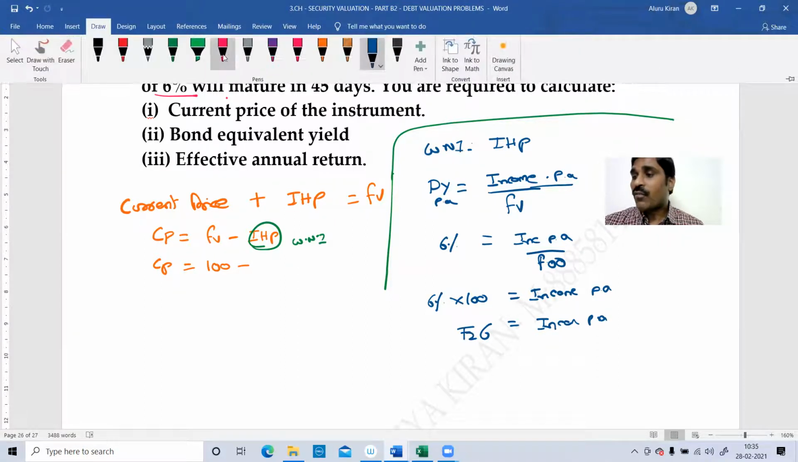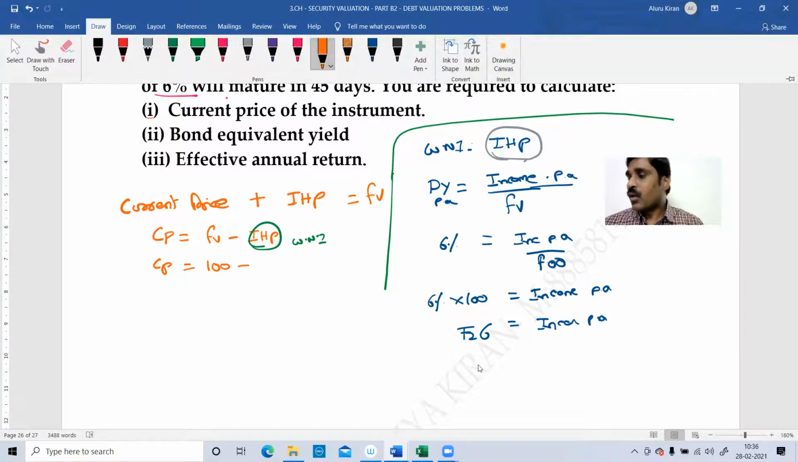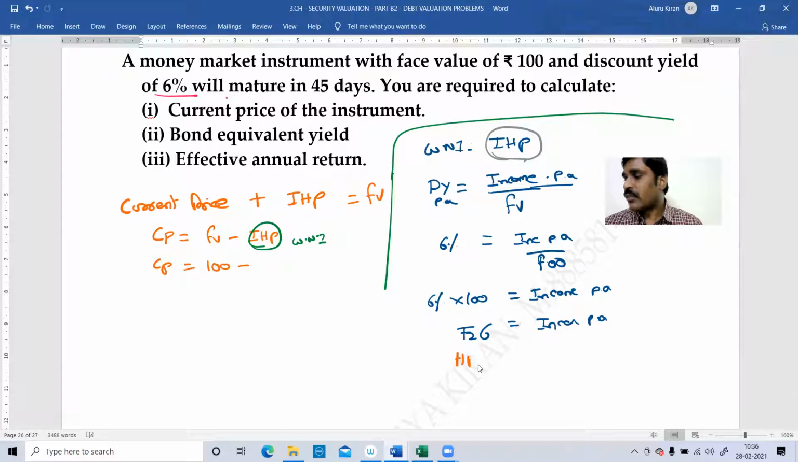And now what do we have to calculate? We have to calculate not the income per annum, but the income for the holding period. What is the holding period? Holding period is 45 days.